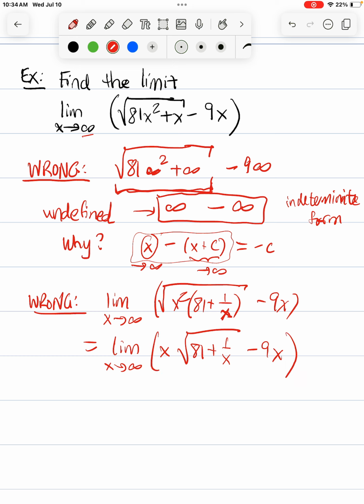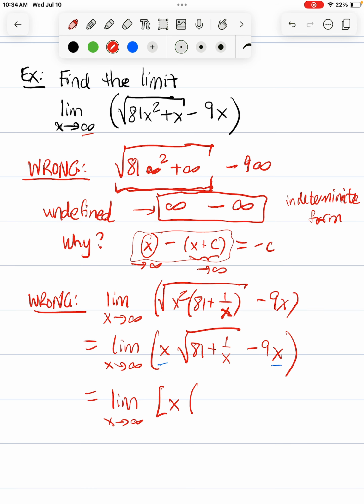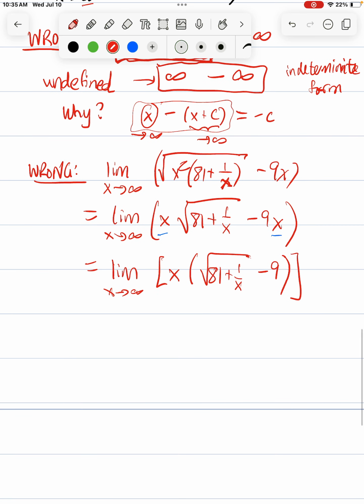Okay. And now I have an x here and an x here. I can factor out the x, so I'm going to get the limit as x goes to infinity of x times the square root of 81 plus 1 over x, minus 9. Now we run into the second problem, because right now what I see is I have an x and then times this thing. Now let's look at each of these things as x goes to infinity.